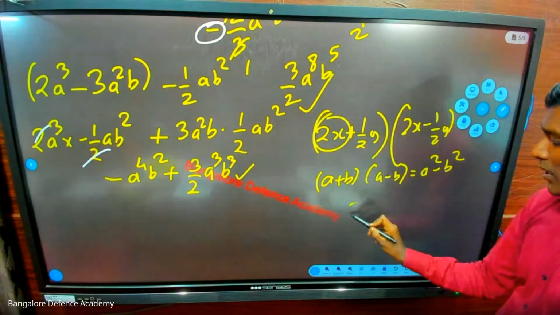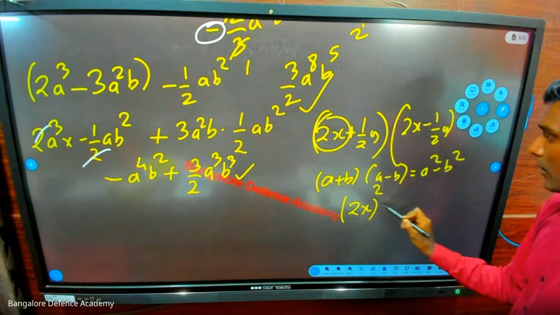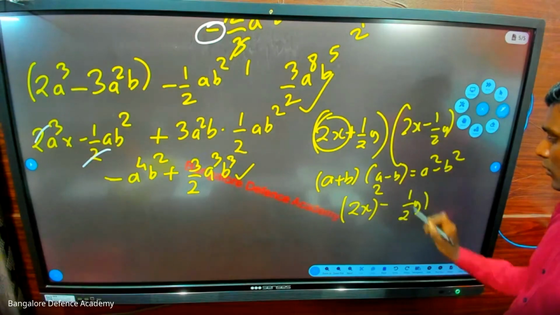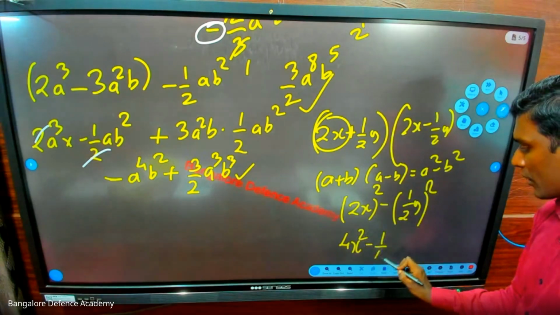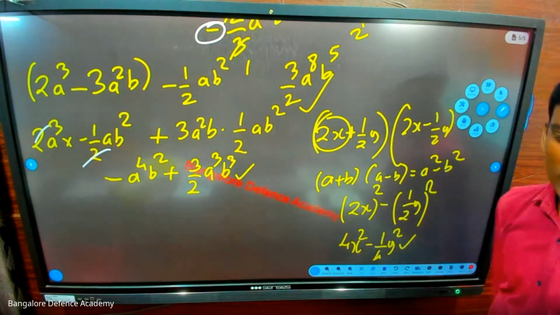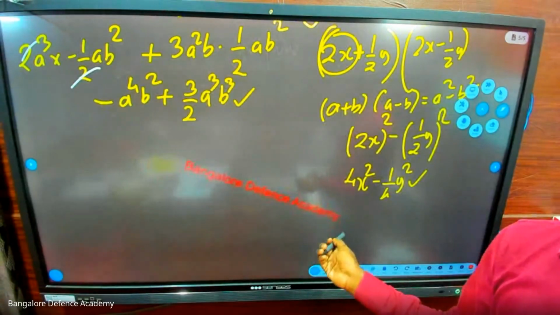So ye hai 2x square minus 1 by 2 y square. So ye kya ho jayega? 4x square minus 1 by 4 y square. Ye hai answer. So ye aaya last wala?